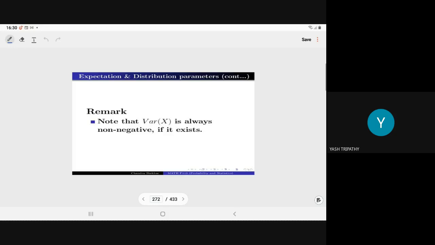So here note that variance of x is always non-negative. It is either 0 or positive. Never can the variance and standard deviation be negative. Both will always be positive or 0 only. From here only we have the term Six Sigma technology.